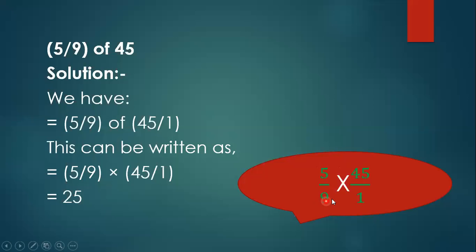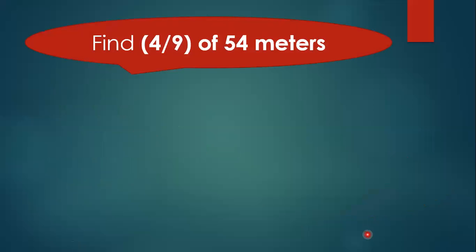All right, here you can see 9 and 45. In 9's table, 1 times, 45 comes 5 times. What are we left with in the numerator? 5 multiplied by 5, 25. In the denominator we have 1 multiplied by 1, which is 1. So we are left with 25 by 1, which is nothing but 25. I hope this is clear to you all.